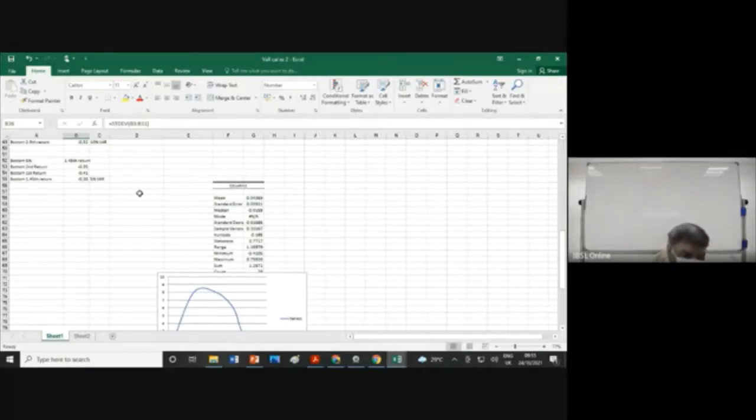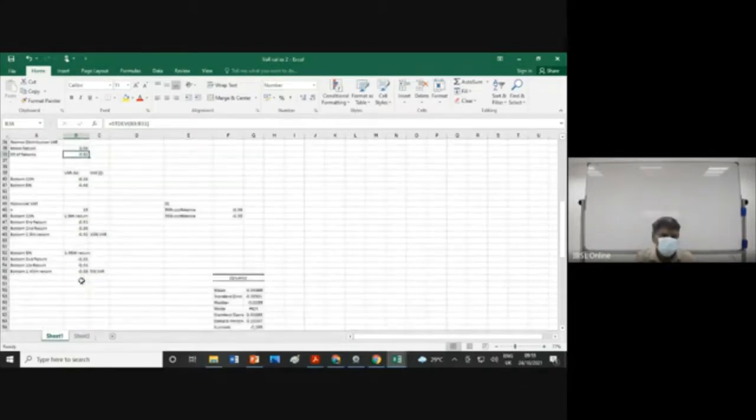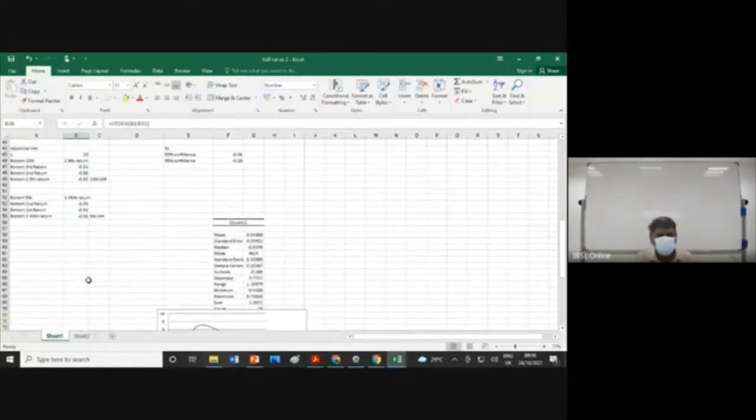Now, how many returns do we have in this particular portfolio? How many returns do we have in this exercise? Only one stock. How many returns do we have? 29. Because we looked at the prices of 30 days and computed 29 returns. Okay, so these are the 29 returns in the column B. So now we want to compute the 95% confidence historical simulated VaR.